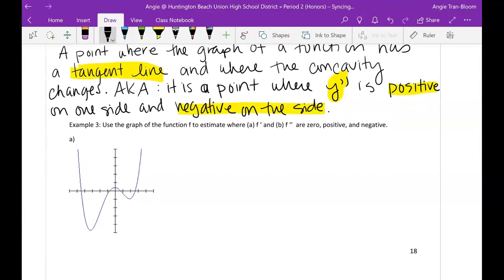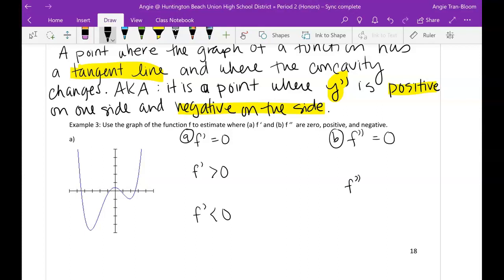Use the graph of the function f to estimate a, f prime, and b, f double prime. So for a, when f prime is 0, when f prime is positive, and when f prime is negative. Then for b, it wants you to do the double derivative: when it's 0, when f double prime is greater than 0, and when f double prime is less than 0. Okay, so here is what we are trying to accomplish.